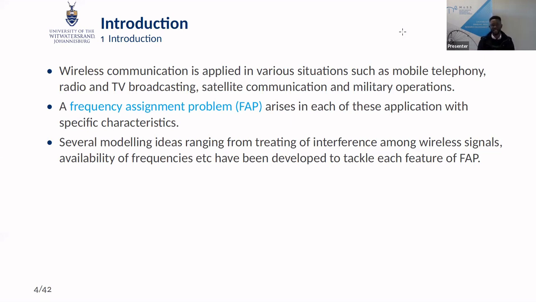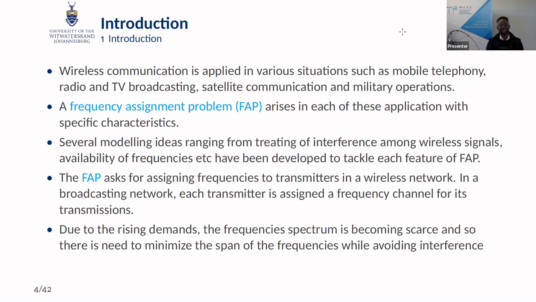So there are several modeling ideas for how you can model them. Maybe you want to treat the interference among the wireless signals, or maybe you want to see how many frequencies do I have available, or what is the broadcast area? How do I even distribute this? So that leads to saying that the frequency assignment problem is asking us: how can I assign frequencies to transmitters in a wireless network so that each transmitter is assigned a frequency and its broadcast cannot interfere with the other one? Due to rising demands, the frequency spectrum becomes very scarce, and so there is a need to minimize it.